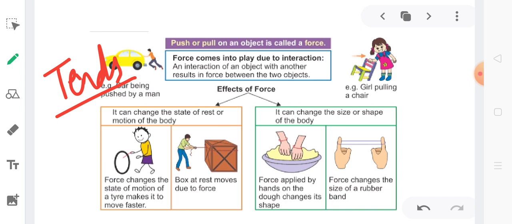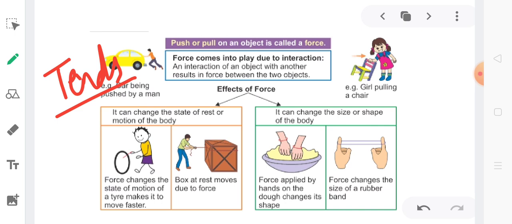Can anybody give me any example where an applied force is trying to stop a moving body? In these two examples, you can see that the force is trying to make the body move. But can you give me any example where the force is trying to stop a moving body? Very simple. All of you may know how to ride a bicycle. Whenever you are trying to stop a bicycle, what basically do you do? You apply brakes. By applying the brakes, you are able to stop the motion of the bicycle.